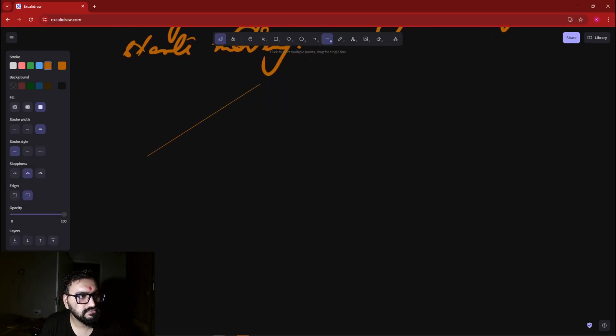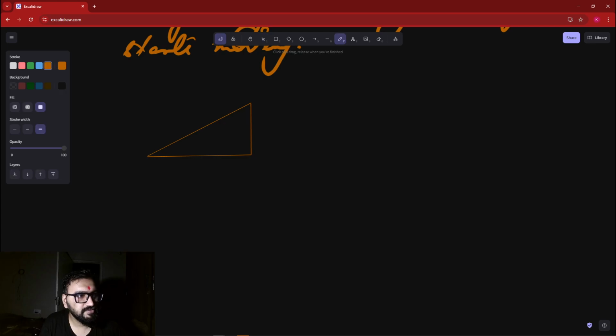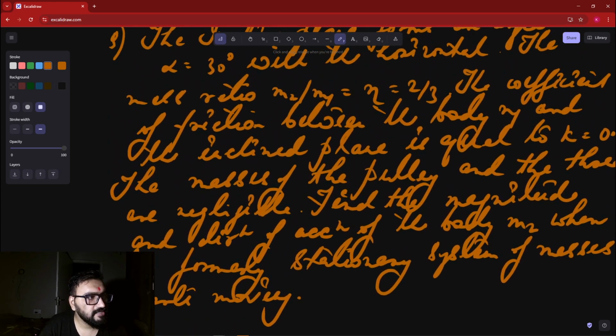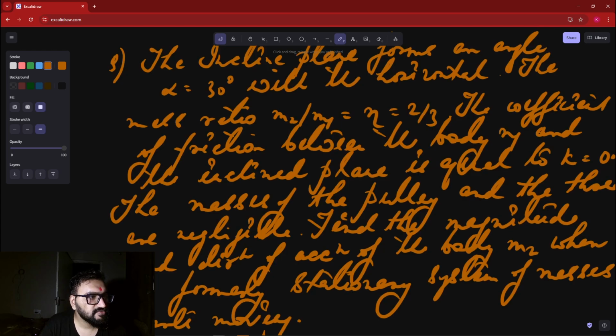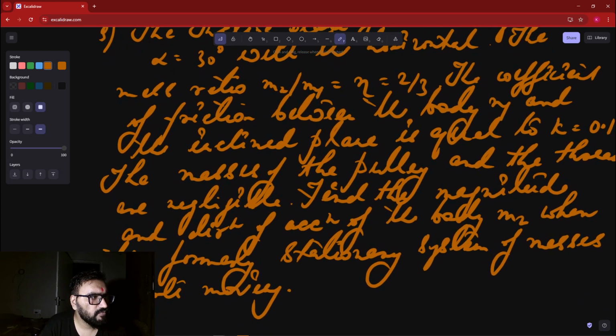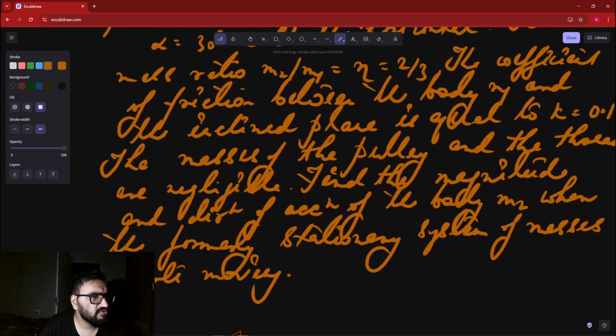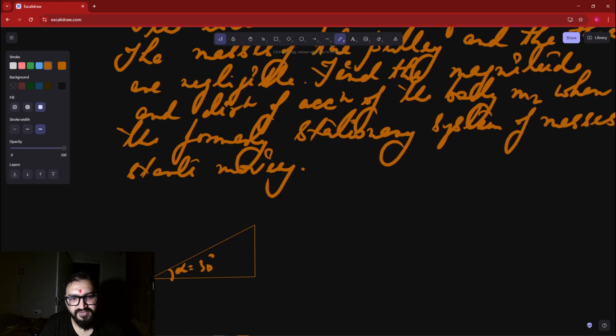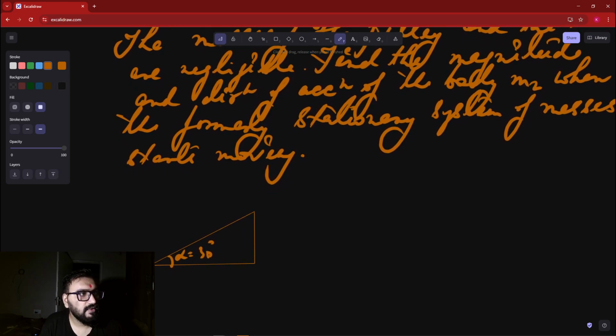Okay, this is my inclined plane. And it has been given that this angle is 30 degree. This is the angle that the inclined plane makes with the horizontal. The mass ratio m2 upon m1 equal to eta equal to 2 by 3. Okay, so there is a figure which has been given to me.